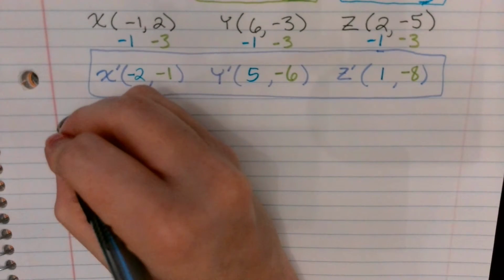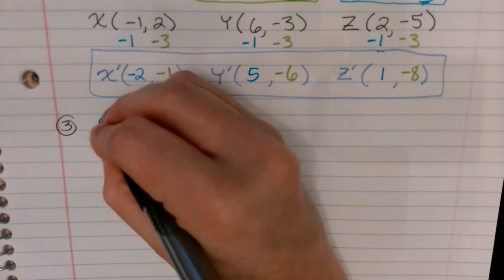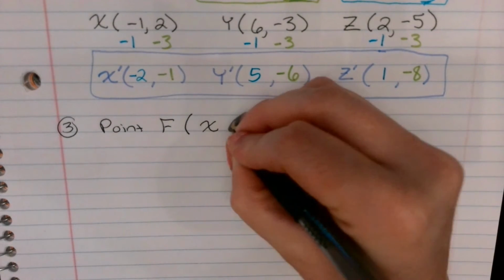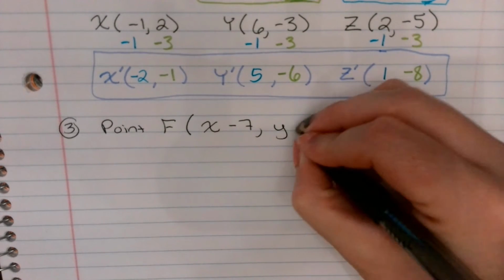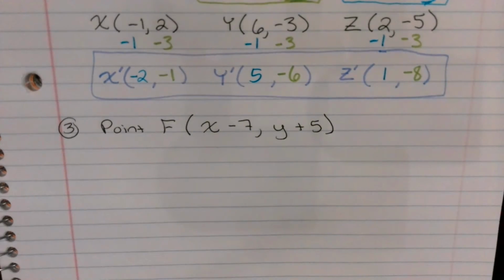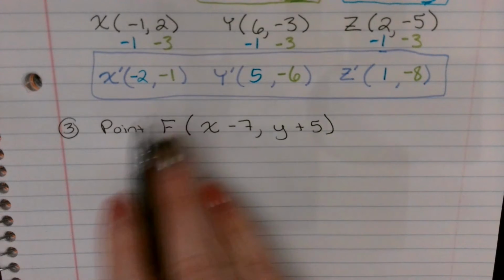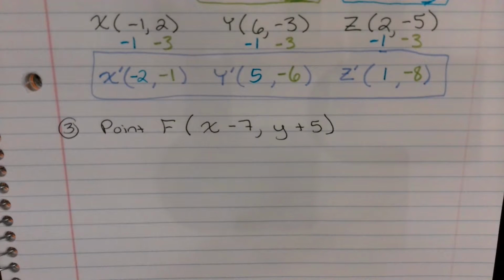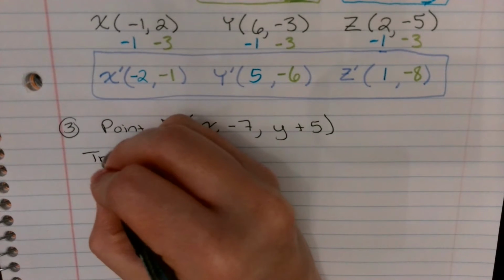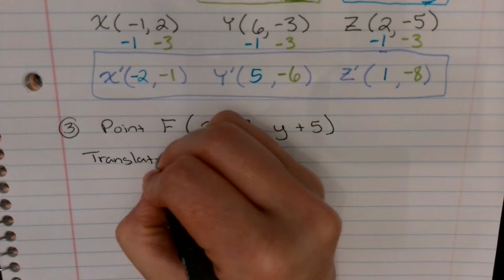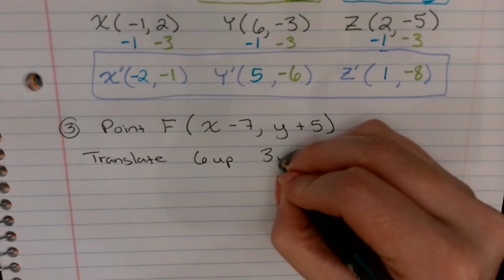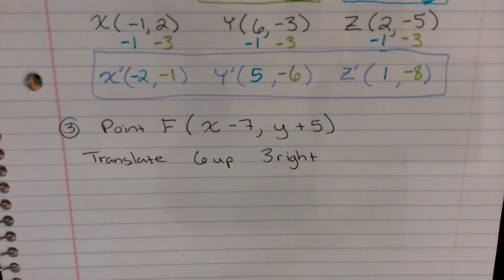Sometimes the way that they might phrase it is they might say, oh, you're going to take point F and you're going to do x minus 7 and y plus 5. Or they're giving you that point F is going to be x minus 7 and y plus 5. And then your translation, you're going to translate it 6 up, 3 right. So what would the new coordinate be?